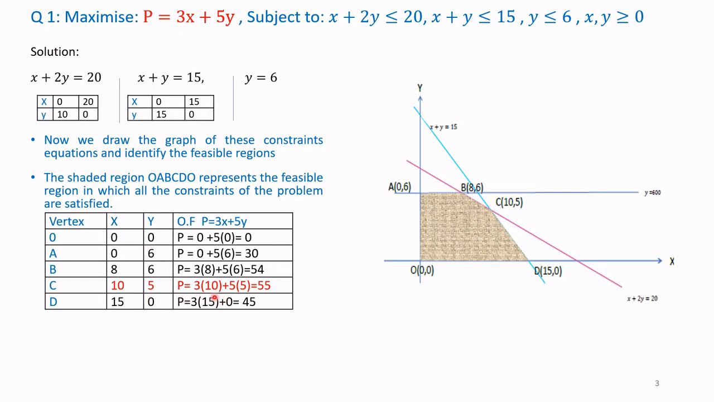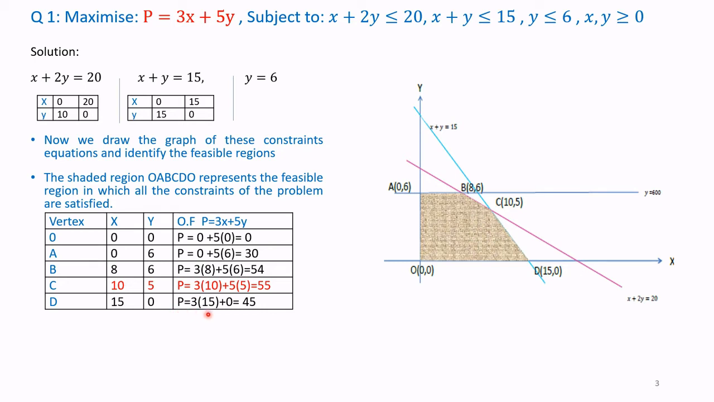Now next point is D, that is this point. Here x is equal to 15 and y is equal to 0. Therefore, the given objective function P equals 3x plus 5y becomes 3 into 15 plus 5 into 0. Y is 0, therefore it is 0. That becomes 45.